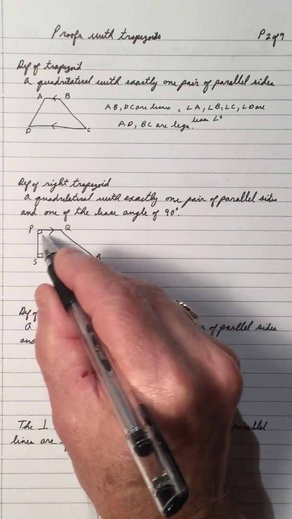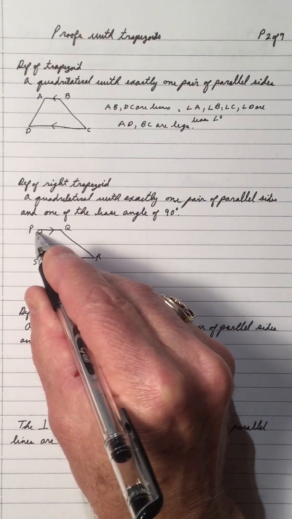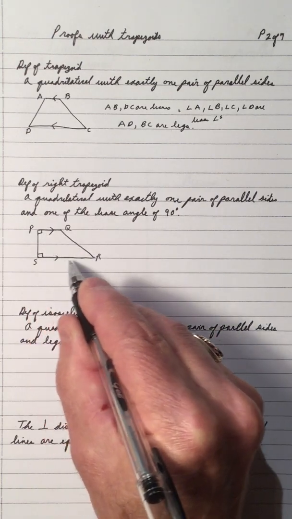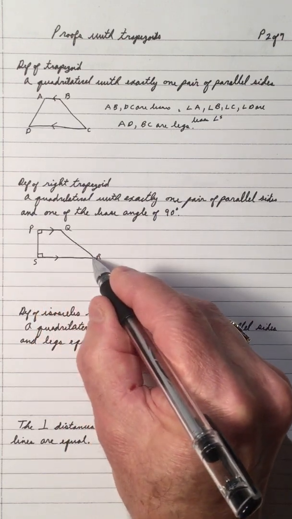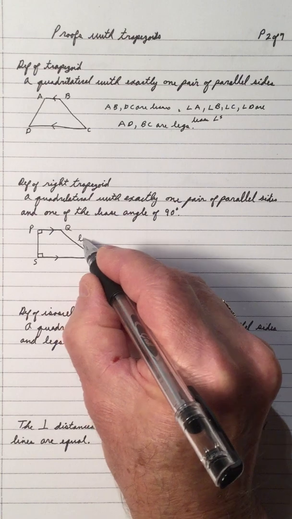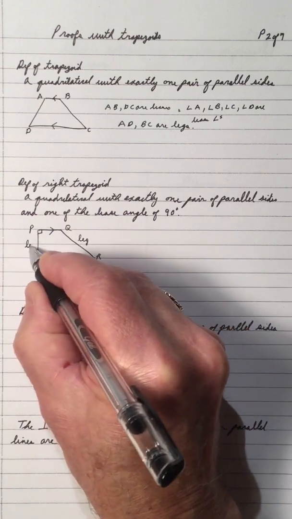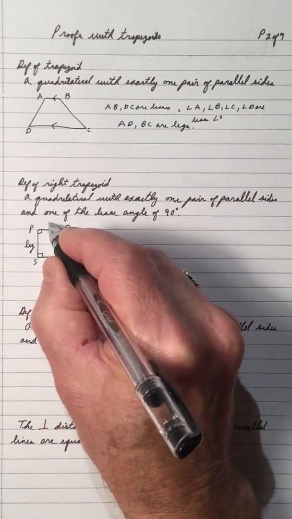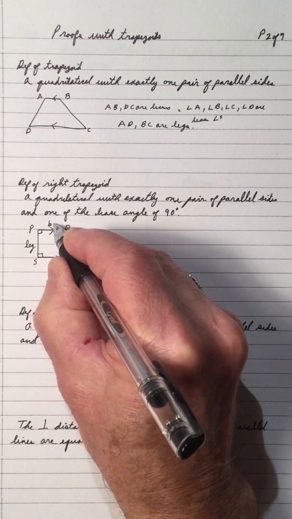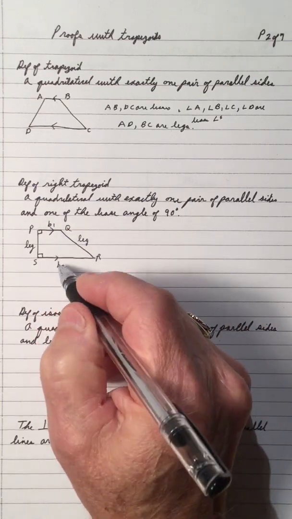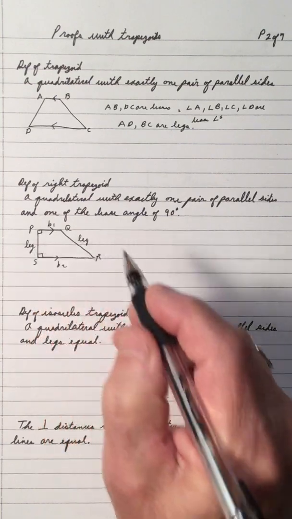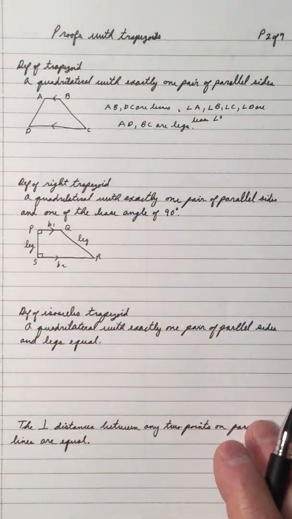And again, the bases are PQ and SR. The legs are PS and QR. This is a leg, and this is a leg, and this is a base. I'm going to just call them B1 and B2. Bases are the parallel sides, and the legs are the non-parallel sides.